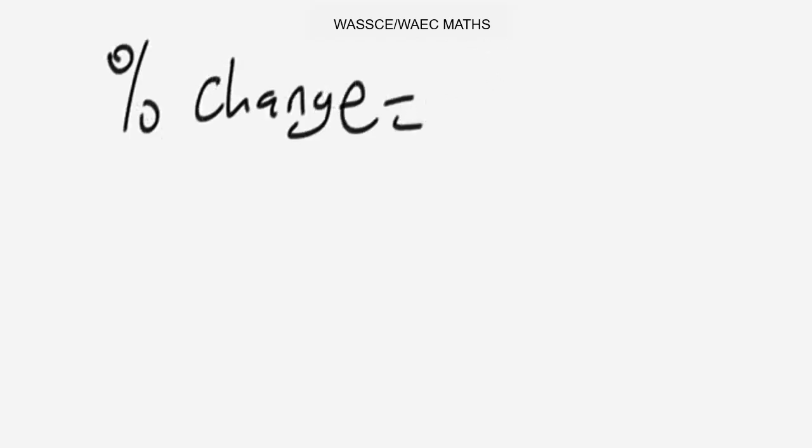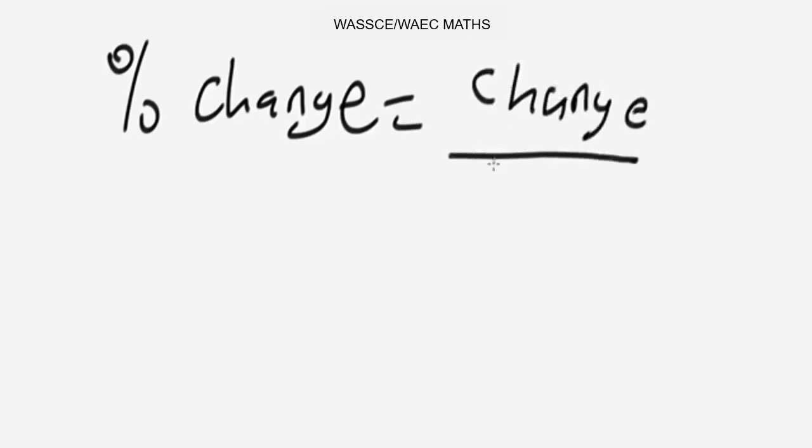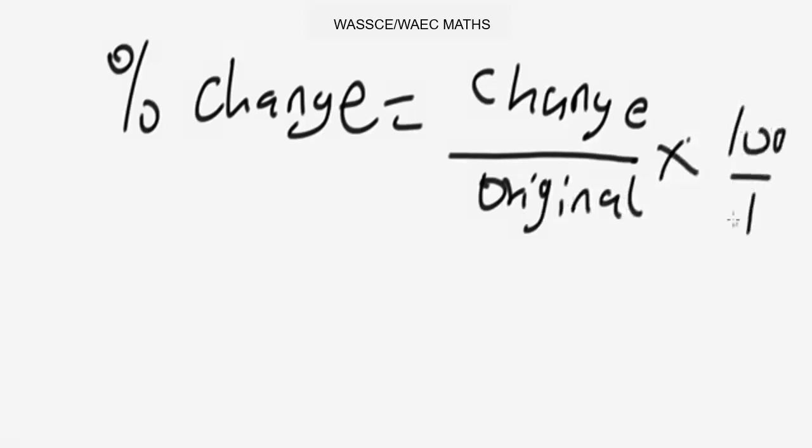The first thing is to note the formula for percentage change. The formula is percentage change equals the change over the original value, or the actual value, times 100 over 1. So this is the formula for dealing with percentages that involve percentage change.